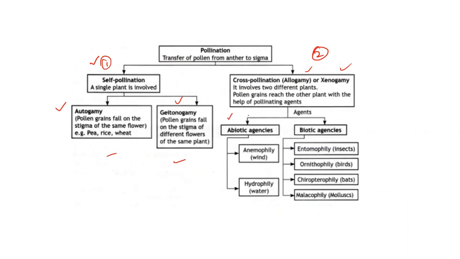Then the abiotic agencies that bring about cross pollination: wind pollination is known as anemophily, and water pollination is called hydrophily. Cross pollination can also be brought about by biotic agencies. Insects are involved in entomophily, ornithophily involves birds, chiropterophily is through bats, and malacophily is through mollusks. These are the things that you should know, and these are important for your exam. It can fetch you a question in the part of embryology.